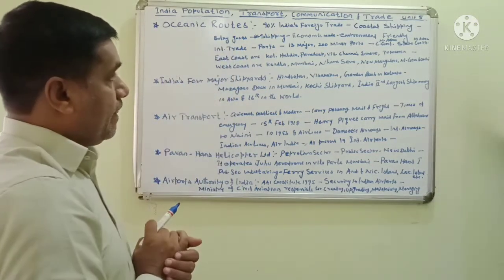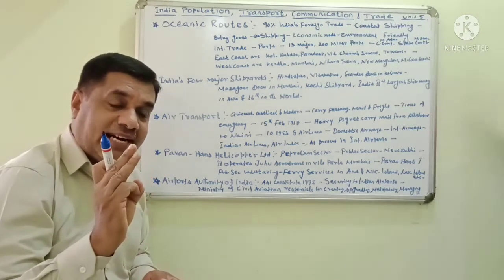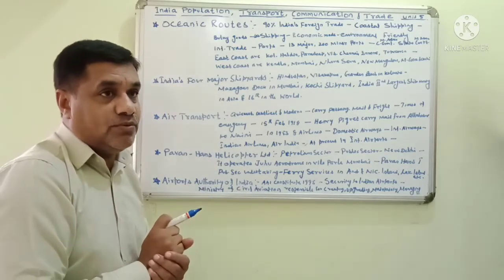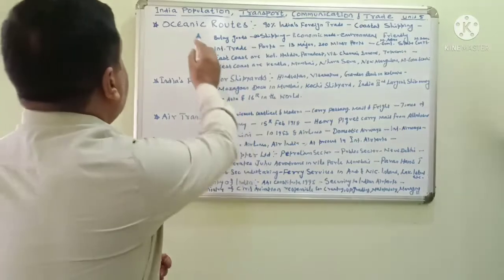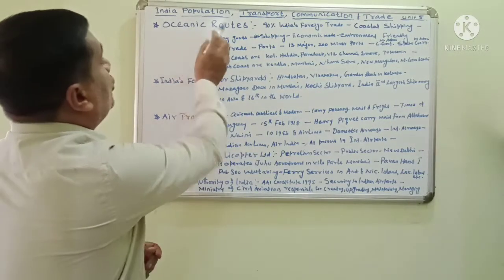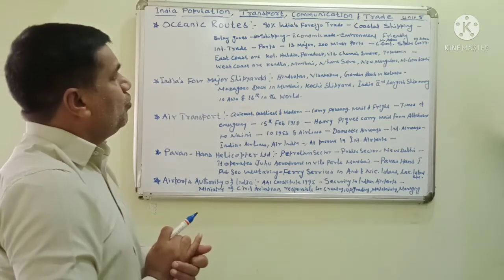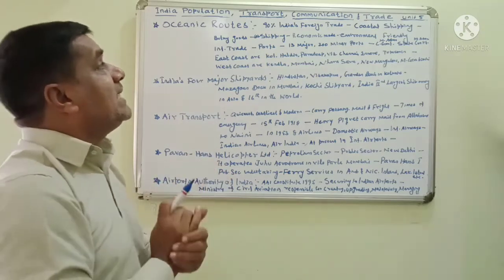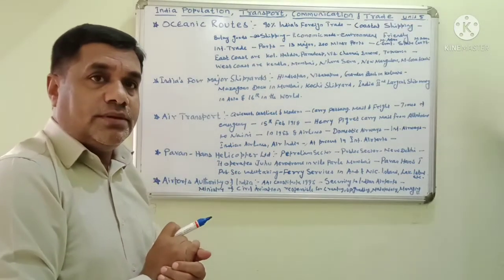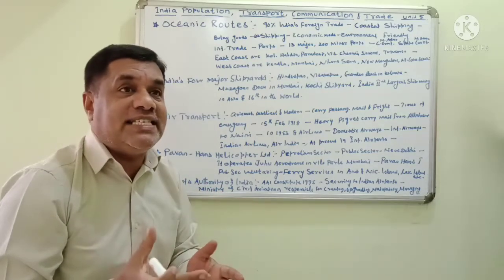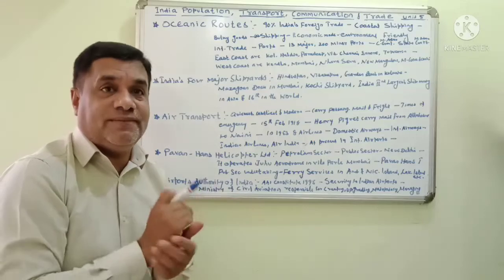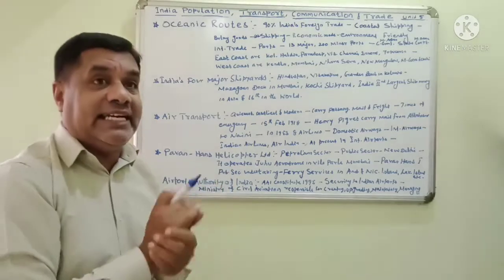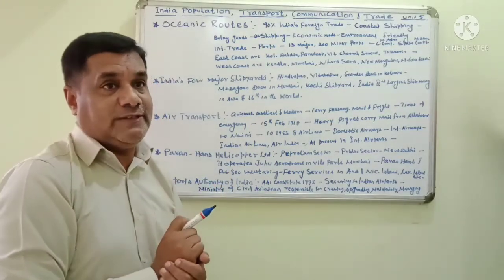Oceanic routes. Waterways are divided into two: one is inland waterways, another one is oceanic routes. Today, I am going to see the oceanic routes. Totally 90% of India's foreign trade goes through the oceanic routes. The waterways carry goods and services from one country to another through the ocean.